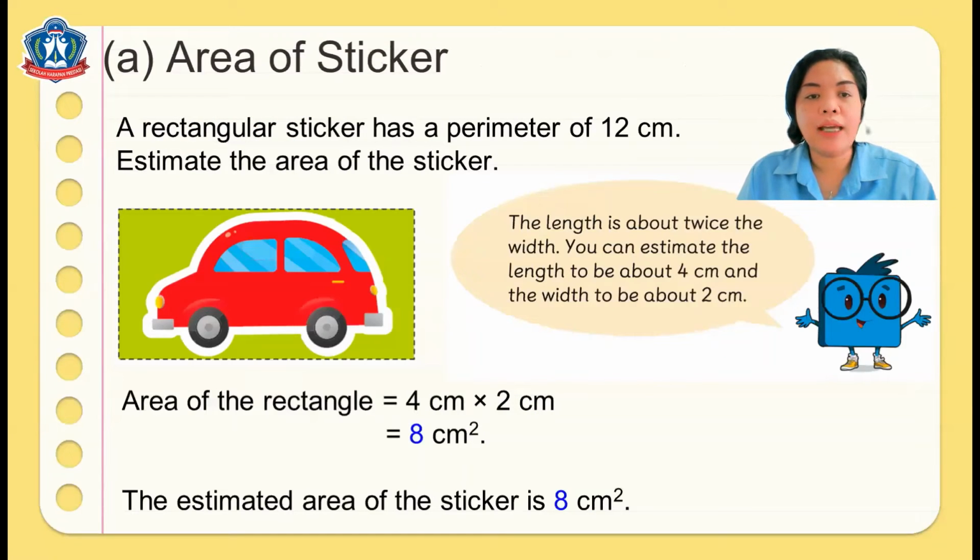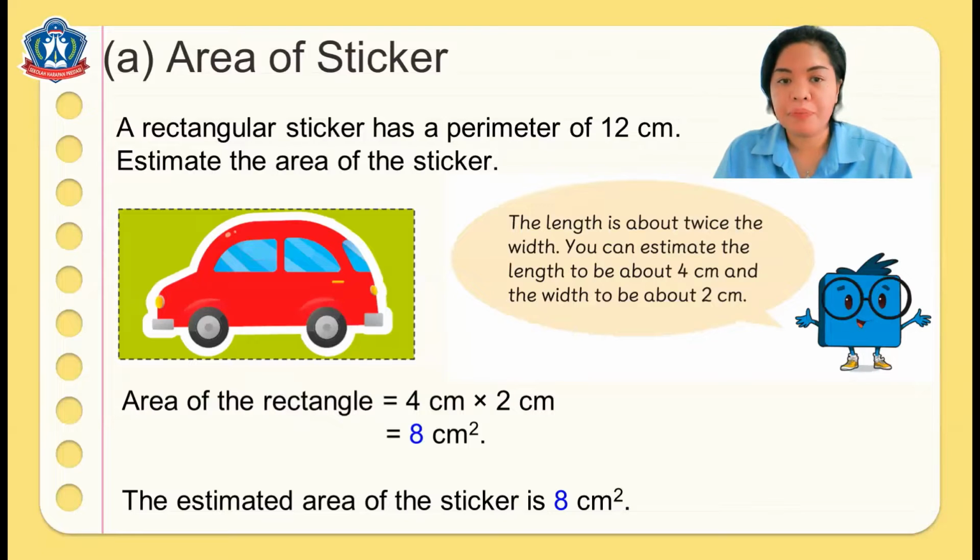Now let's try to find the area of a rectangle. Okay, I have here a sticker that the perimeter is 12 centimeters. Let's estimate the area of this sticker. The length, children, take a look, is about twice the width. So we can estimate that the length is about 4 centimeters and the width is about 2 centimeters. To get the area of a rectangle, we just simply multiply the length and the width. So 4 times 2 is 8. So the estimated area of the sticker is 8 square centimeters.